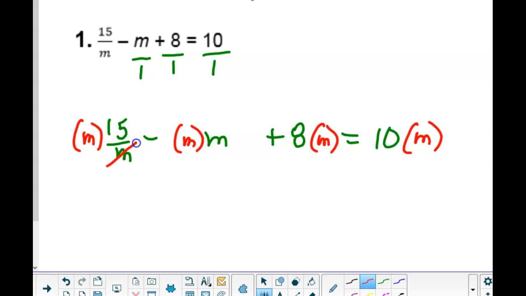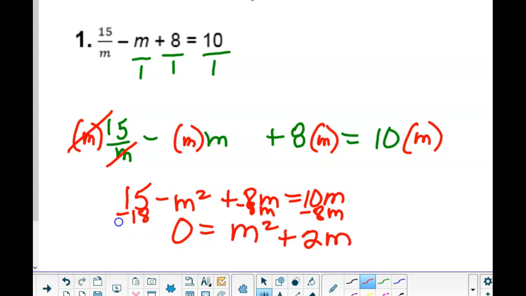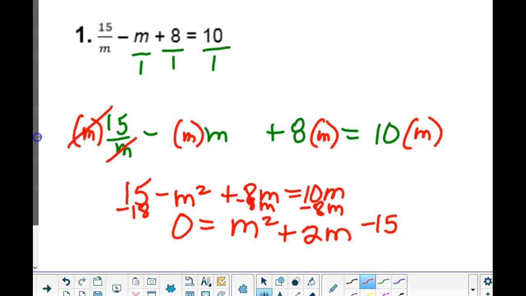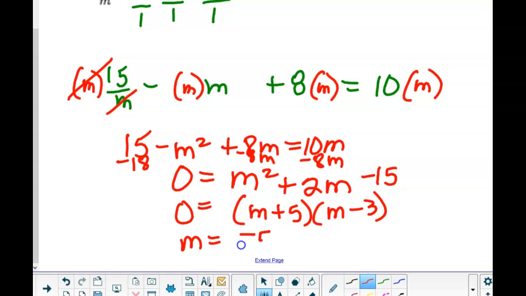What do I have now? 15 minus m squared plus 8m equals 10m. Now what? Can I move everything to the right? Because I don't like a negative on my m squared. So I'm going to make 0 equals, if I add it to the other side, a positive m squared. But then I'm taking away 8m's, right? And taking away the 15. Does anybody else get that? My signs are right, okay? That factors m plus 5 and m minus 3. So I get m equals what? Negative 5 or 3.